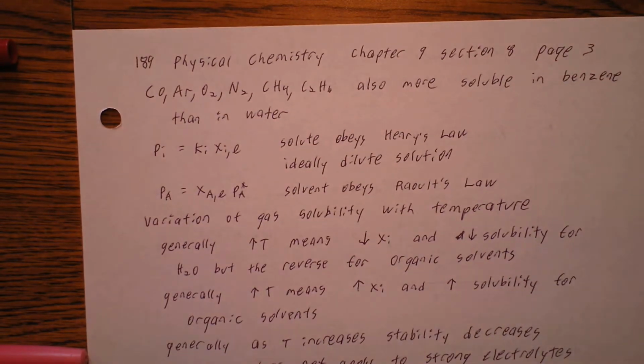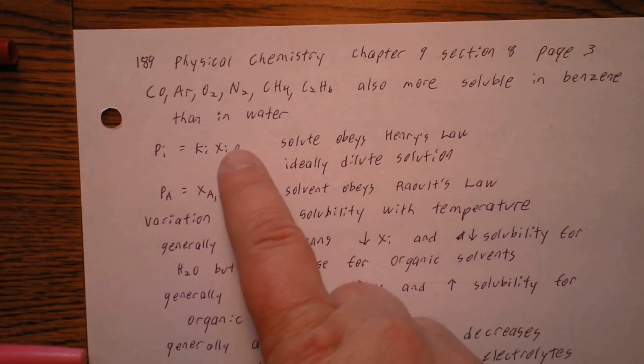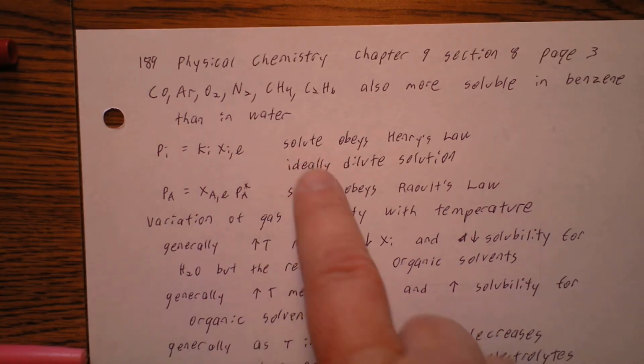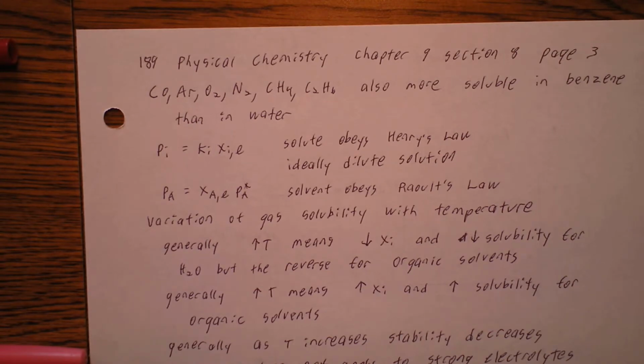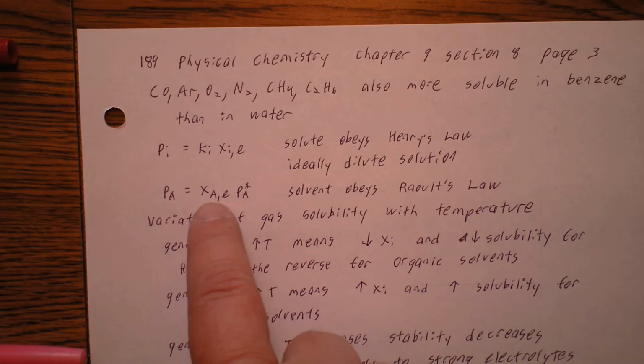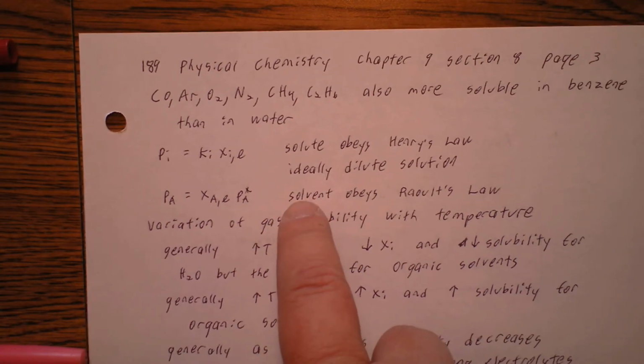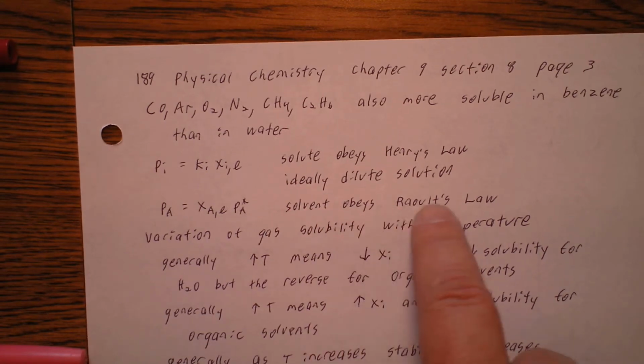So the partial pressure P sub I is equal to Ki times the mole fraction of I in the liquid phase. That's assuming the solute obeys Henry's law, and that's for an ideally dilute solution. Now P sub A is equal to the mole fraction of A in the liquid phase times P sub A star. That star means pure, right? That's what happens if the solvent obeys Raoult's law.